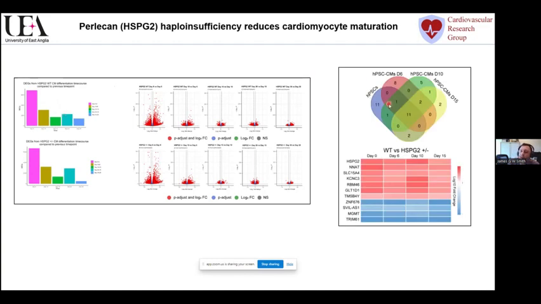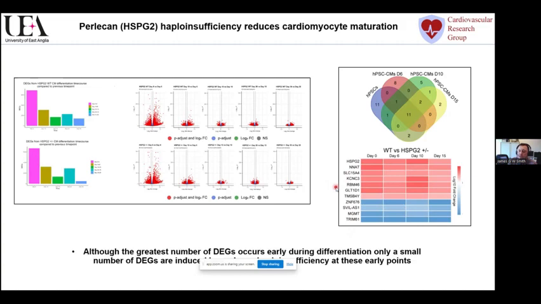So we compared the differentially expressed genes at these early points, so before day 20 and 30, and we saw 11 common genes that were dysregulated by the Perlecan knockdown. Reassuringly, one of them was Perlecan, which is what we'd done by the gene editing, and then the 10 others were potentially interesting targets that we can follow up on. So there's things associated with iron handling, metabolic processes, calcium handling. So again, there's some interesting potential effects that are seen even before the maturation stage.